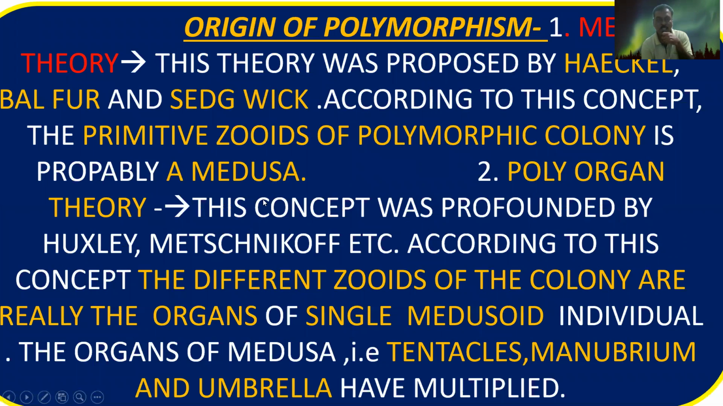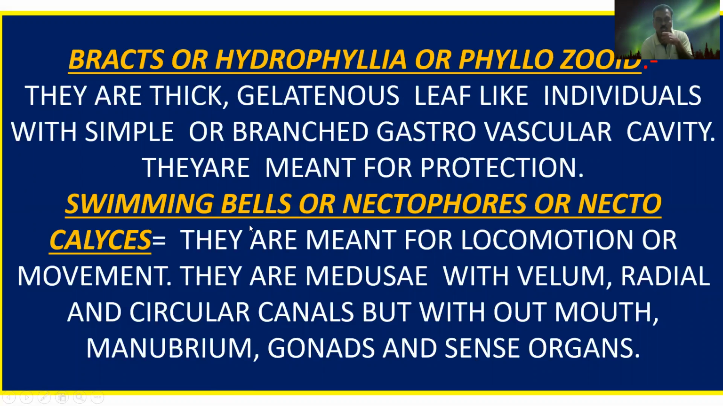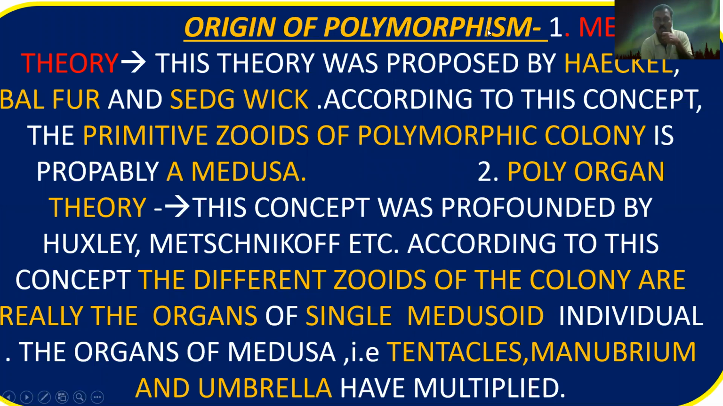Here you can see the origin of polymorphism. Several theories have been proposed to explain the mechanism of origin of polymorphism. One is the medusa theory. This theory was proposed by Haeckel, Balfour, and Sedgwick. According to this concept, the primitive zooid of a polymorphic colony is probably a medusa.